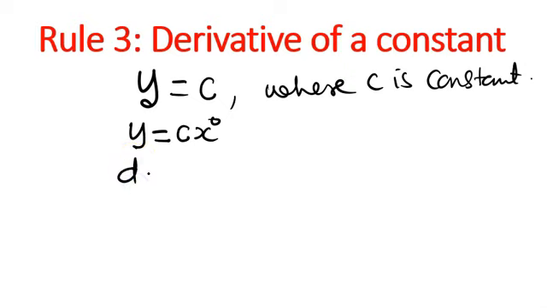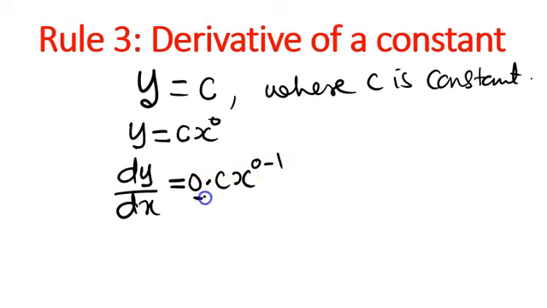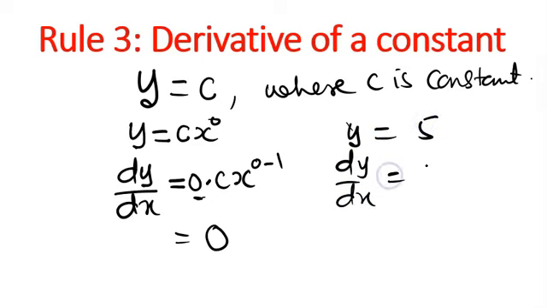So per the rules that we have discussed so far, the power rule, dy dx becomes, we bring the 0 forward, so 0 times c x, then we reduce the power by 1. Now you see, any time 0 multiplies any expression, the whole expression goes to 0. So in short, when you differentiate a constant, you always get 0. For example, y is equal to 5. If you want to find dy dx, this will be equal to 0.